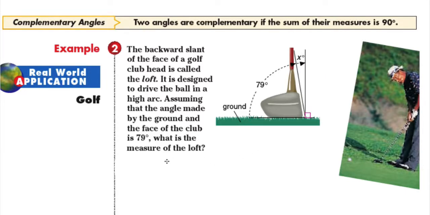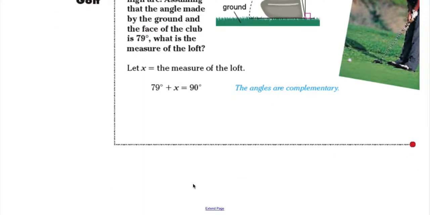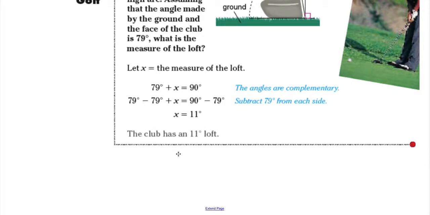So again, let's do our let statement. Let X be equal to the measure of the loft. Therefore, 79 plus X equals 90. And then we solve for X. We subtract 79 from both sides of the equation. We end up with X equals 11 degrees. The club has a loft of 11 degrees.